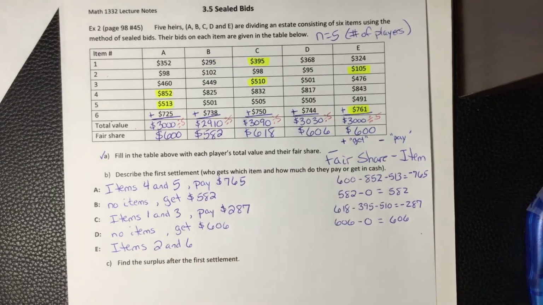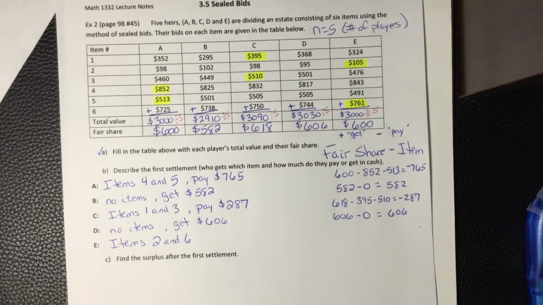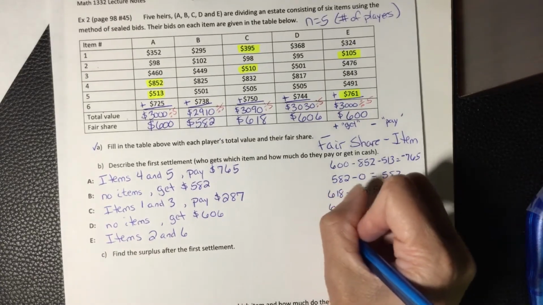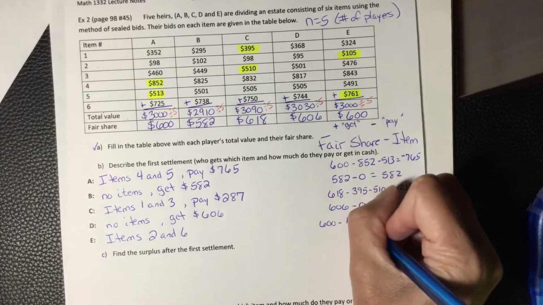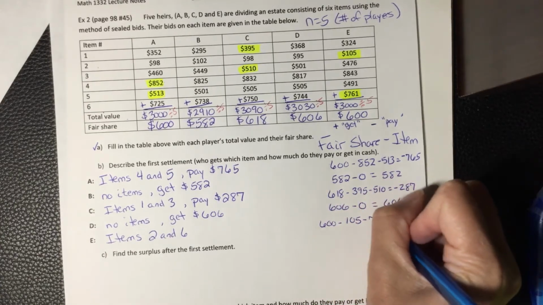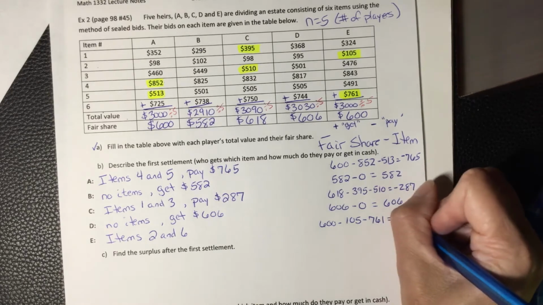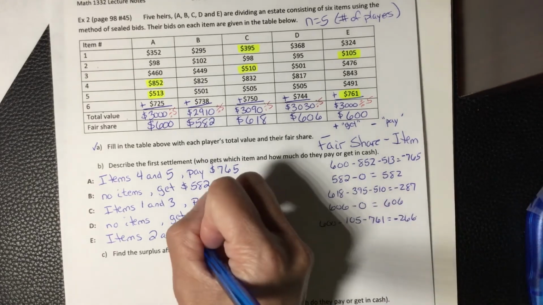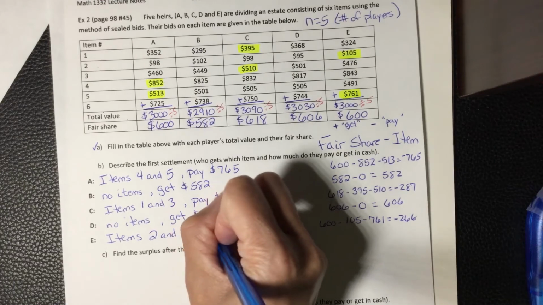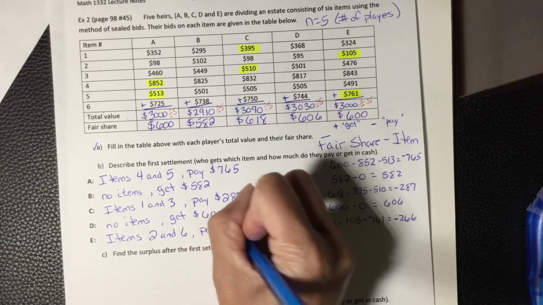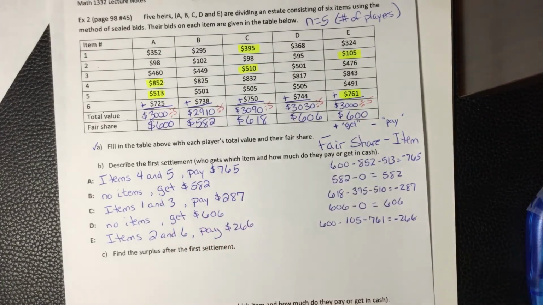All right, and then we get down to our last person. Their fair share was $600. They got an item worth $105 and an item worth $761. So it looks like they got more than their fair share, so they're going to have to pay some money back. And it is minus $266. So a minus is a pay, so they're going to pay $266.